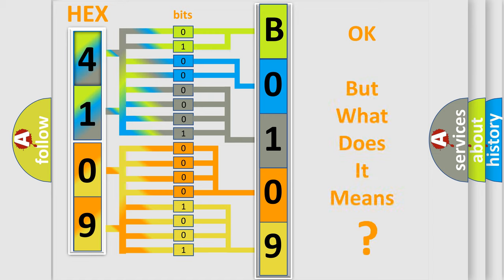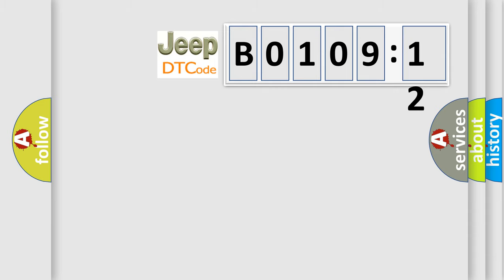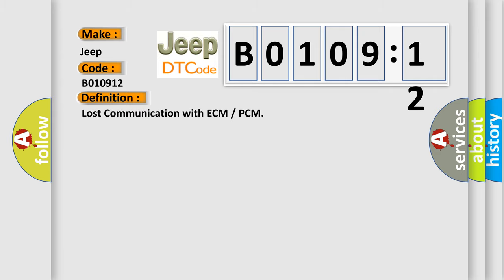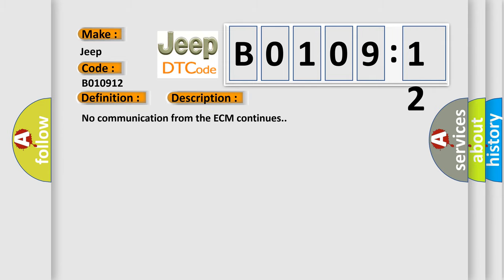The number itself does not make sense to us if we cannot assign information to what it actually expresses. So, what does the diagnostic trouble code B0109-12 interpret specifically for Jeep vehicles? The basic definition is lost communication with ECM or PCM. And now this is a short description of this DTC code: no communication from the ECM continues.